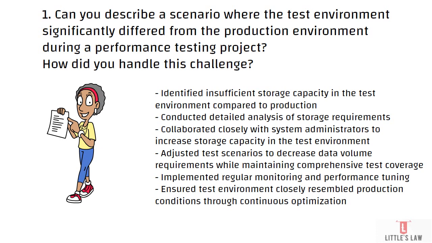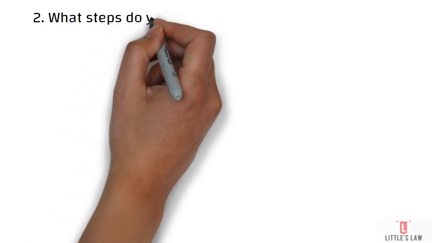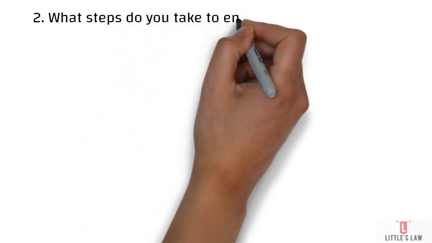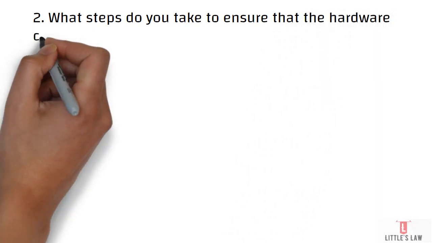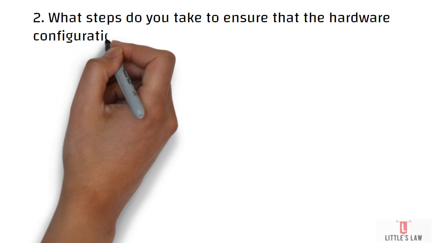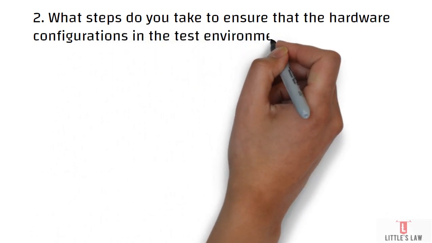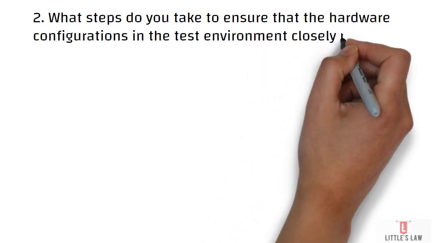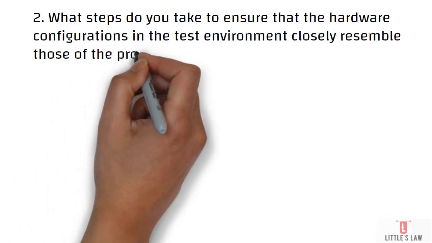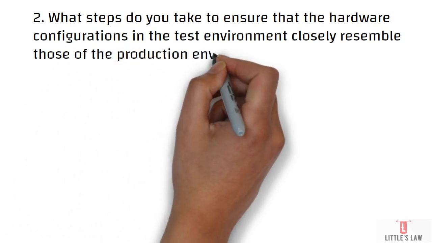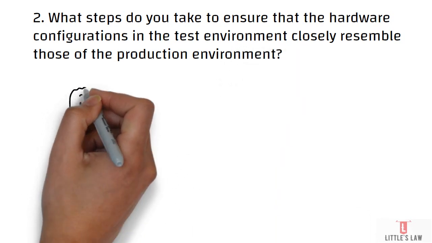So now we will move on to the second question. The second question is, what steps do you take to ensure that the hardware configurations in the test environment closely resemble those of the production environment? So now we'll move on to the answer. To ensure the hardware configuration in the test environment resembles the production, I leverage detailed documentation or system specifications provided by the infrastructure team.